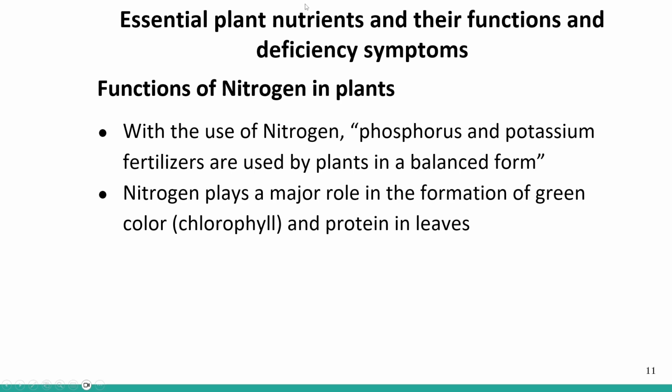Other functions of nitrogen in plants: with the use of nitrogen, phosphorus and potassium fertilizers are used by the plants in balanced form, right? So these three different elements, nitrogen, phosphorus and potassium, are required in a balanced form, and they are present in the fertilizers also, right? So if the nitrogen is not present, the absorption of phosphorus and potassium will be affected.